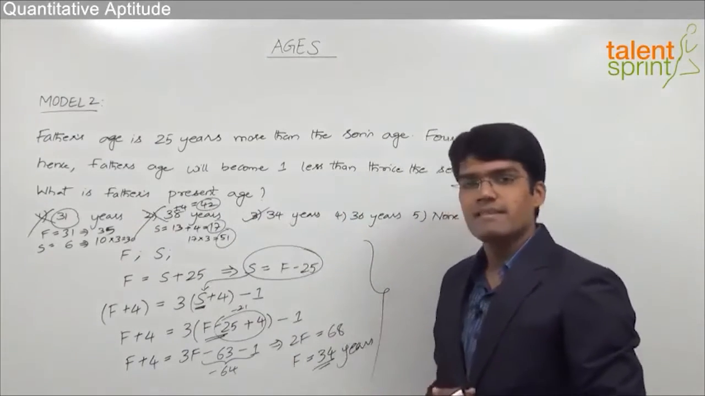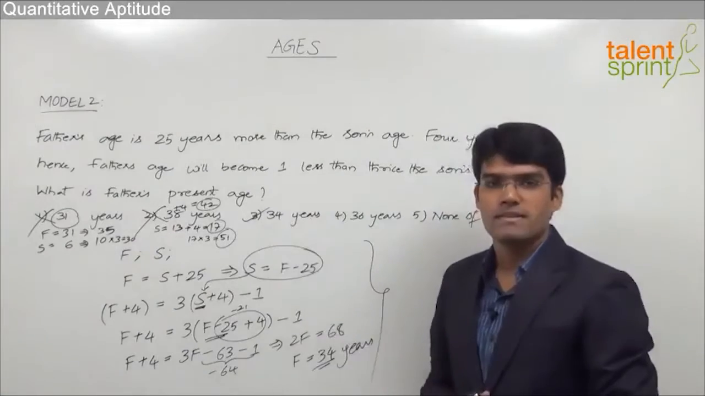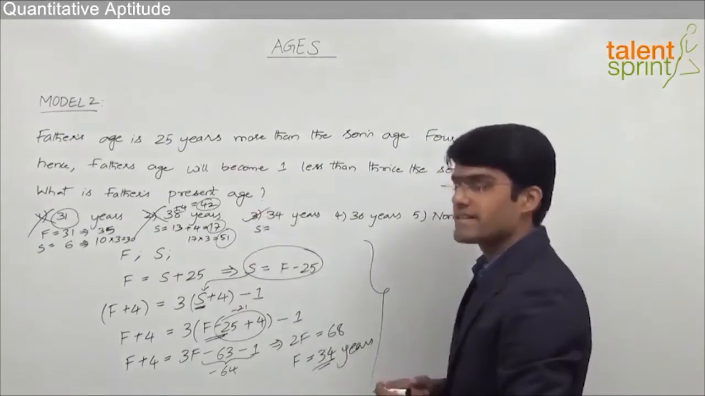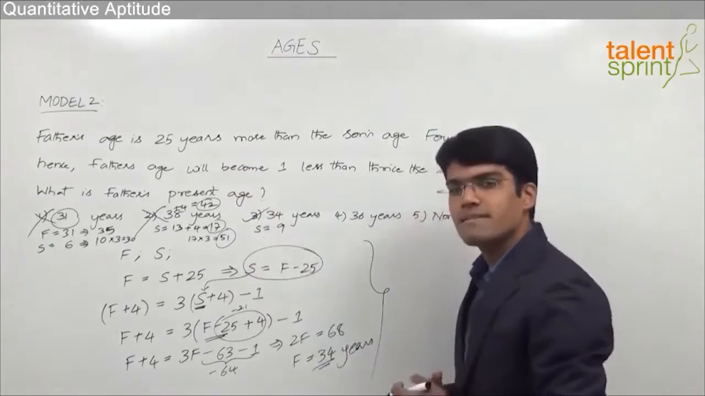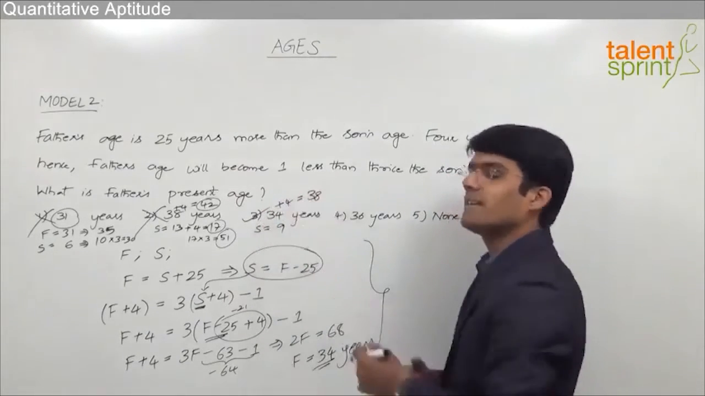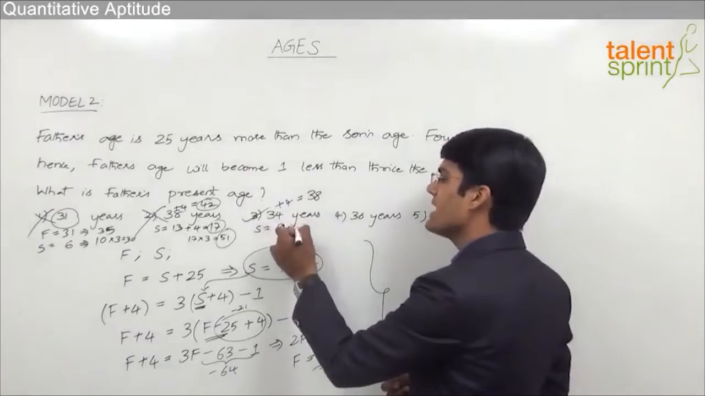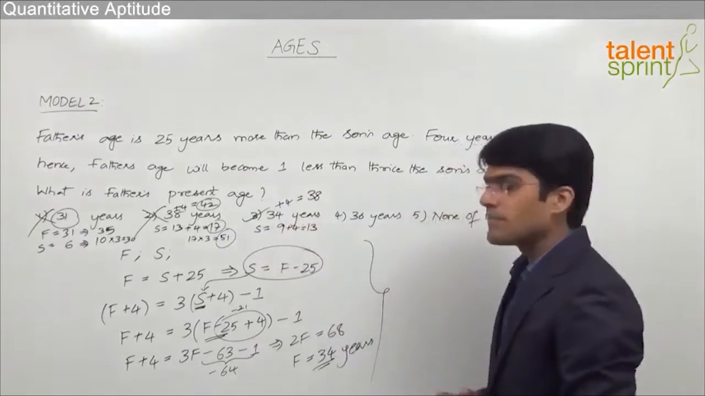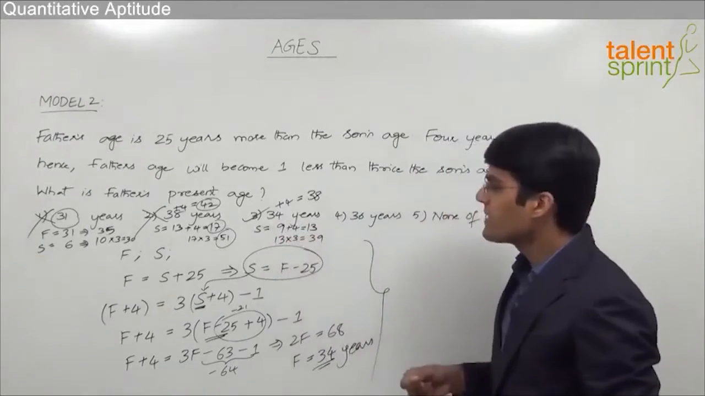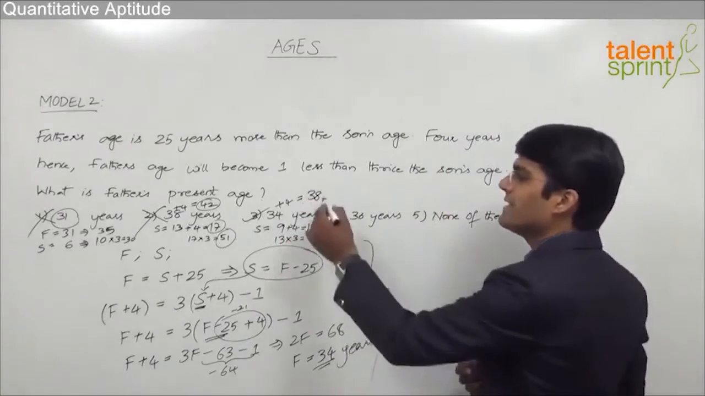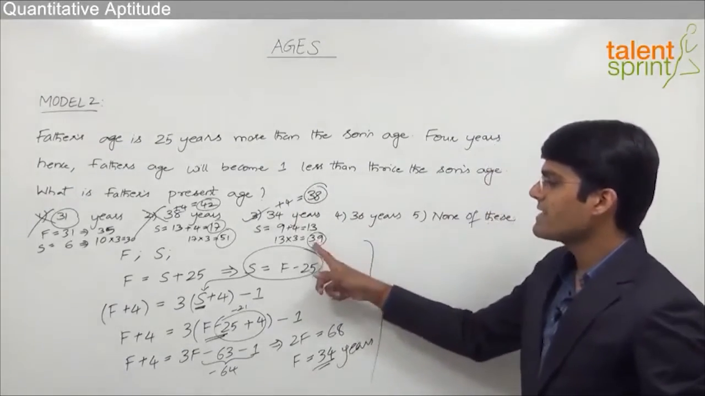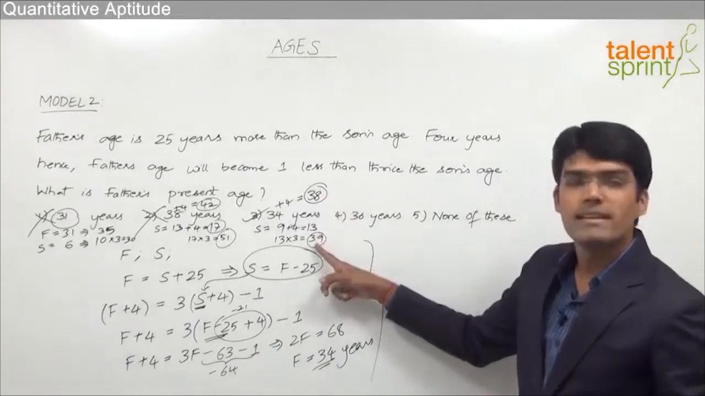Moving on to option 3, it says father's age is 34 years. If father's age is 34 years, we know that son's age should be 25 years less. So 34 minus 25 is 9. Now after 4 years, father's age will be 34 plus 4, 38 years. And after 4 years, son's age will be 9 plus 4, 13 years. Thrice the son's age, that is 13 into 3, is 39. Now if we observe, 4 years hence father's age is 38 and thrice the son's age after 4 years is 39. 38 is 1 less than 39.